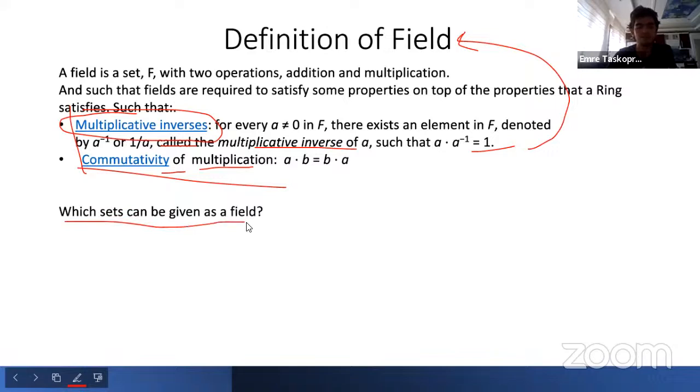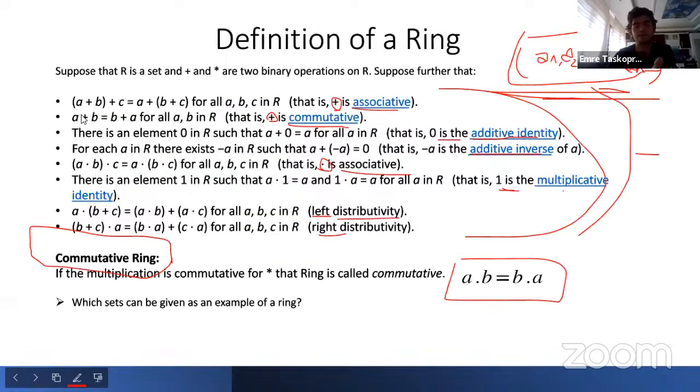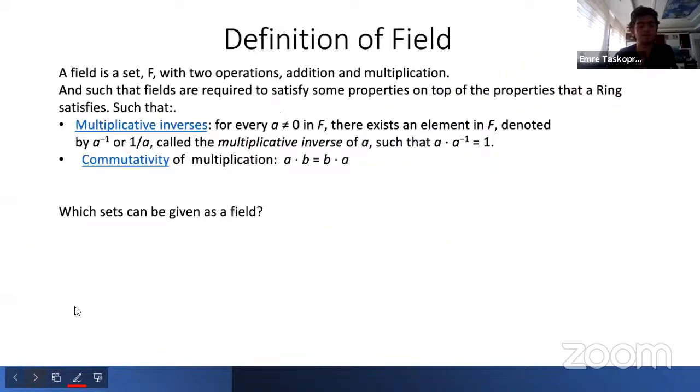So which sets can be given as a field? When we think about it, the rational numbers can be given as a field because they are written like this, and they follow all these properties that I stated in the ring parts and here.